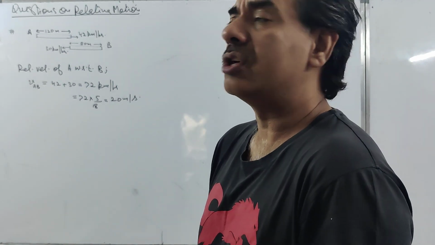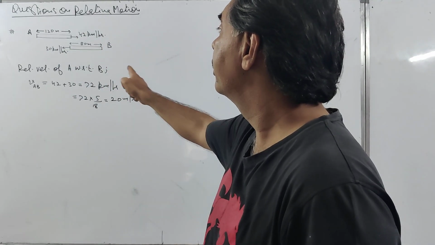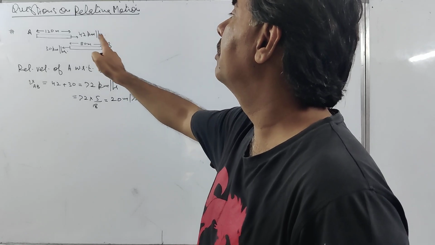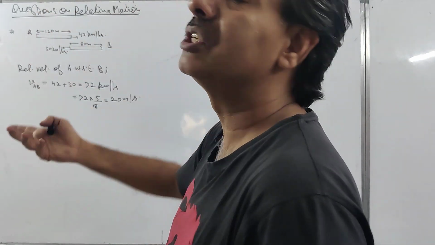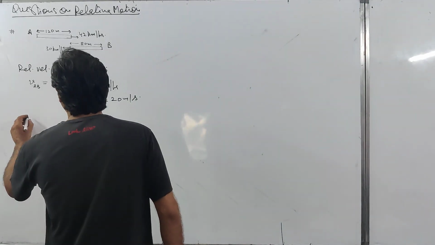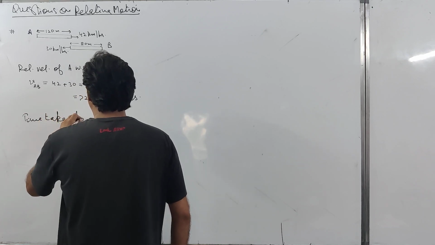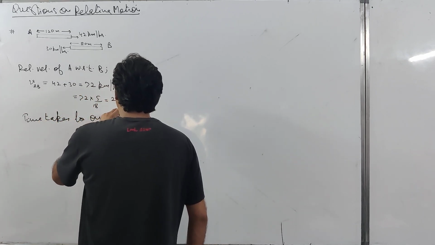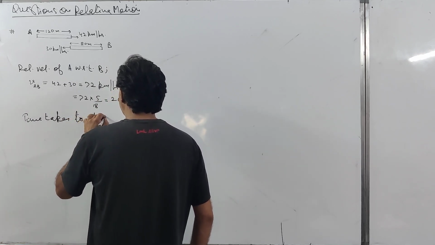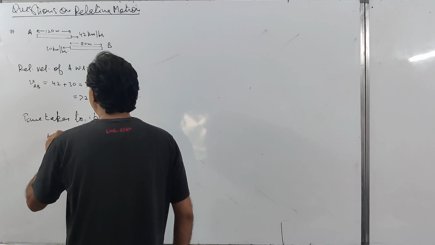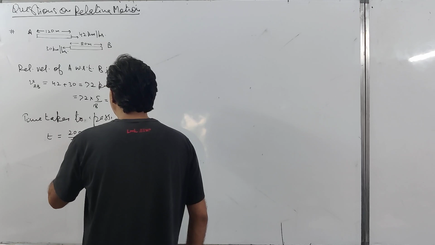We have frozen B, and A is moving at the rate of 72 kilometers per hour. This means the total distance which will be covered by any point of the train A is going to be 120 plus 80, 200 meters. Time taken to cross, relative velocity, time taken to pass: 200 over 20, 10 seconds.